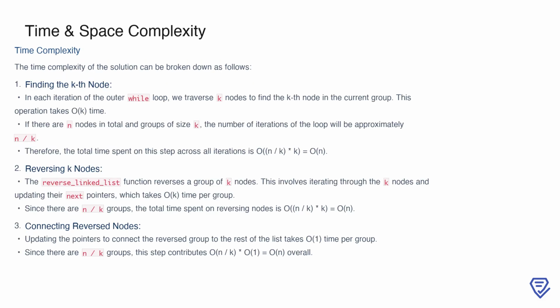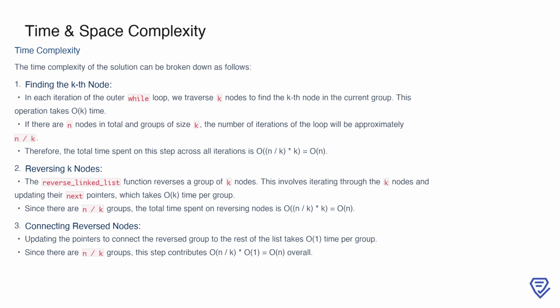To analyze the time complexity of our solution, let's break it down into 3 key operations. First, we consider finding the kth node in each group. Each iteration of the outer while loop involves traversing k nodes to locate the kth node, which takes O(k) time. With a total of n nodes in the list in groups of size k, the number of iterations is approximately n divided by k. This means the total time spent on this step is the product of the number of iterations and the time per iteration, resulting in n/k * k, which simplifies to O(n).